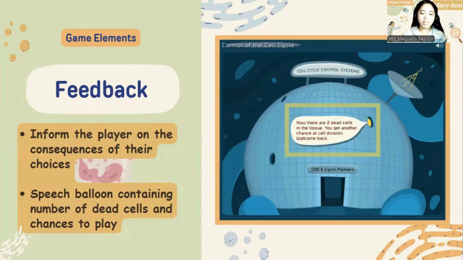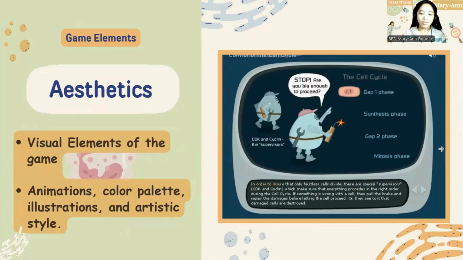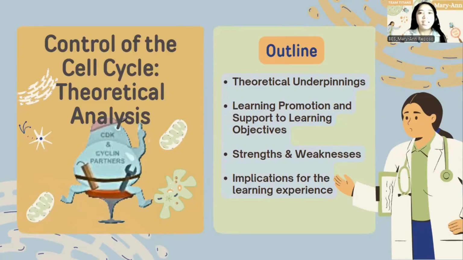The next game element is the feedback. Feedback can be observed when the player selects the wrong phase for the first time. They will receive it after being thrown back outside the cell cycle control system, informing them about the choice they made and how many cells are now dead and their chances to play the main game again. The third element of the game is the aesthetics, which is the game's visual elements such as images, animation, and color palette.